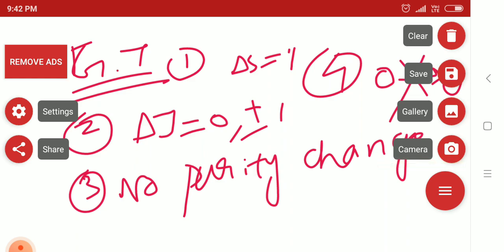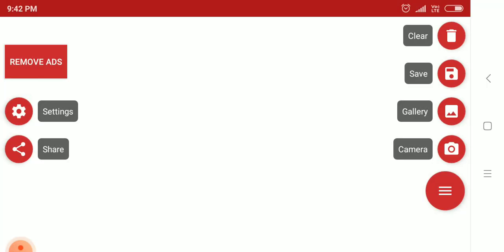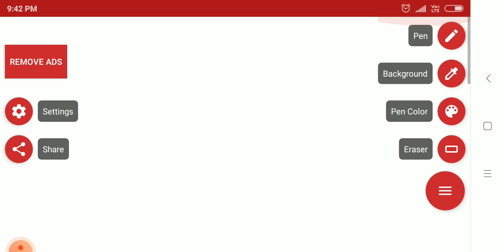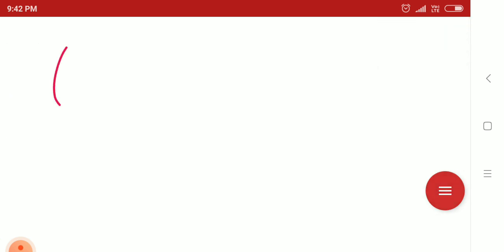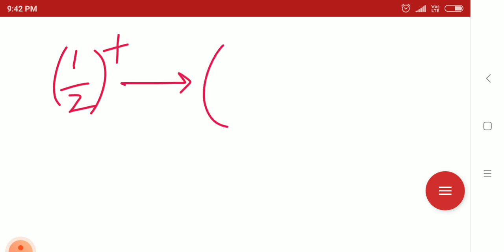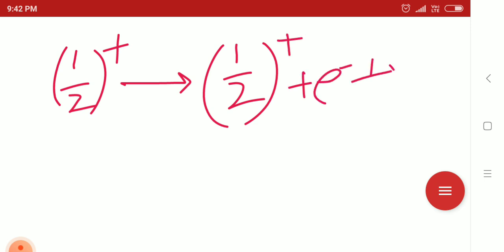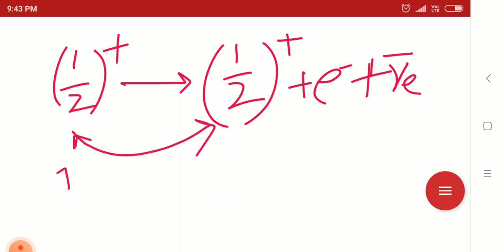So let's take an example. Suppose a nucleus whose J value is half and parity is plus. Another nucleus whose J value is half, parity is plus. The other products are an electron plus a neutrino. In this case, here it is Ji, here it is Jf.